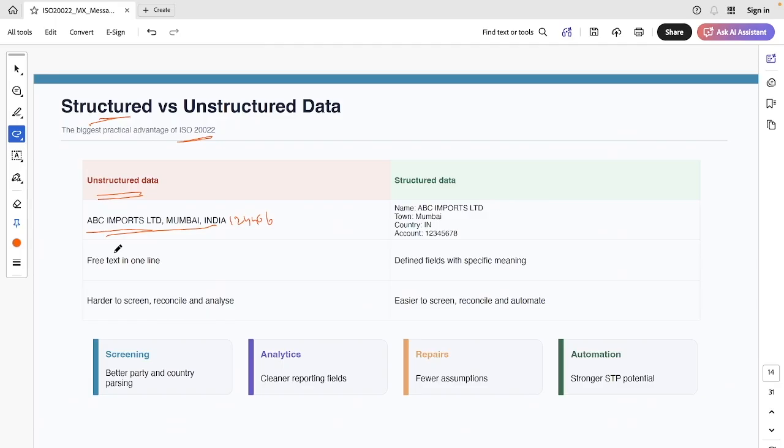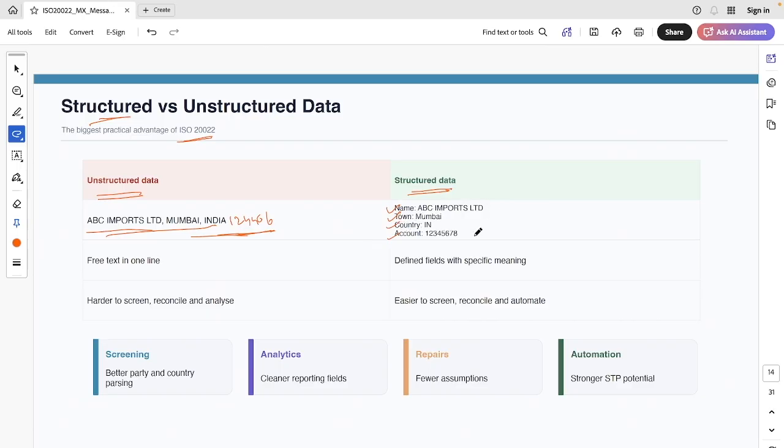Humans may understand it after reading carefully, right? We can understand it reading carefully, but systems may struggle. Is 1 2 3 4 5 6 this particular code an account number, a customer ID, or an invoice number or billing number? The system does not have common sense like us. It has rules. Okay, but in structured data, the same information is separated into meaningful fields such as your name, town, country, account, and so on.